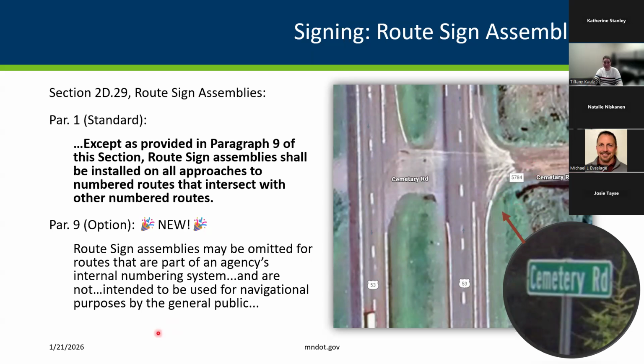But we see this new option that says route sign assemblies may be omitted for routes that are part of an agency's internal numbering system and are not intended to be used for navigational purposes by the general public. So if we were driving on Highway 53 and needed to turn on Cemetery Road or 5784, and Google, say, told us to turn on Cemetery Road and mentioned nothing of 5784, we might be able, using this new option statement, to avoid or not need to put in all of those route assemblies, which would be a great thing for us. It does need to be looked at site-specific locations, but Minnesota or MnDOT was very excited to see this new option statement.